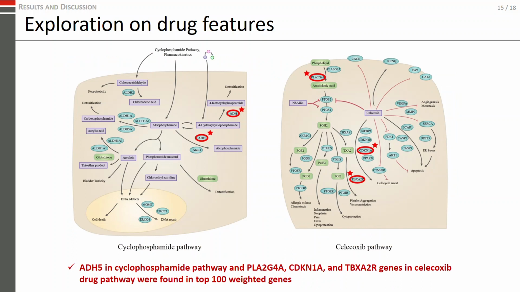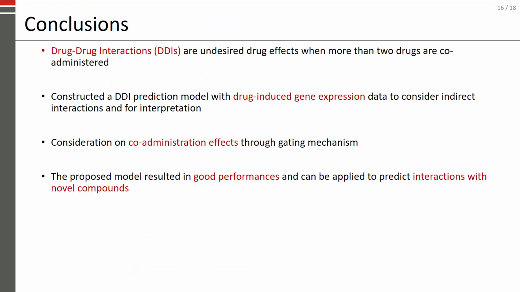In more detail, I searched on PharmGKB database for any known compound pathways. Then I found that weighted genes are found in each pathway of the drug pair. In summary, I constructed deep learning-based prediction model for drug-drug interactions using drug-induced gene expression data to consider indirect interactions at transcriptome level.